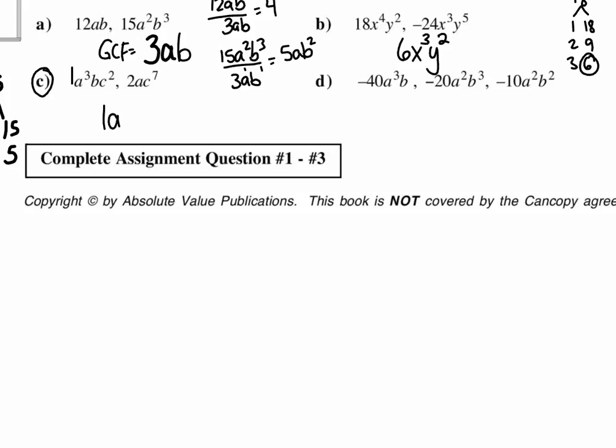Do they have a B in common? No, so it's not part of the GCF because only one has a B but the other doesn't. How about C squared and C to the 7? C squared. So 1AC squared, or you could just write that as AC squared is the GCF.